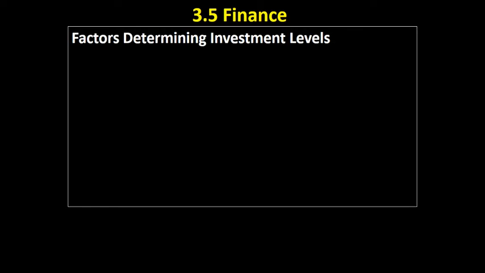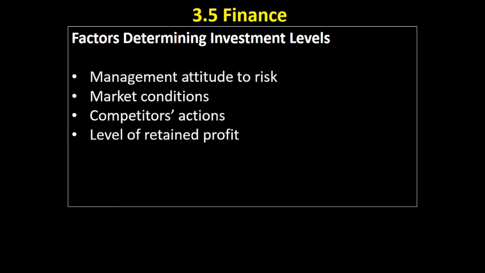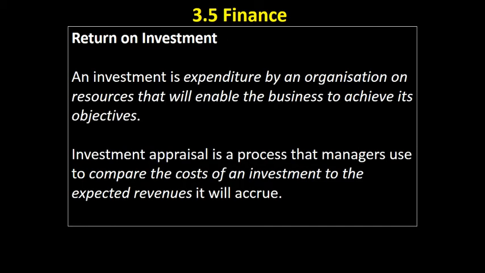So what factors determine investment levels? The amount of money that managers are prepared to invest in a company to enable them to achieve their objectives. So it might be better to just have a look at a definition first, and I'll come back to that slide. An investment we could consider to be expenditure by an organisation on resources that enable the business to achieve its objectives. So in other words, spending on things that will help the business to achieve its goals.